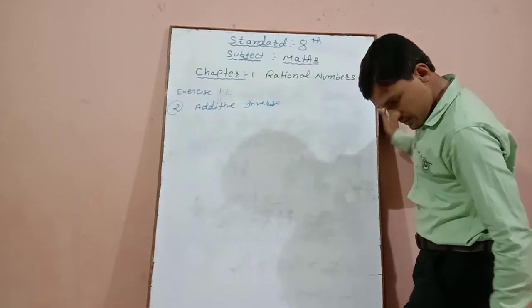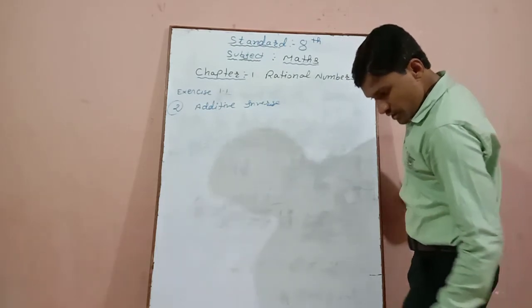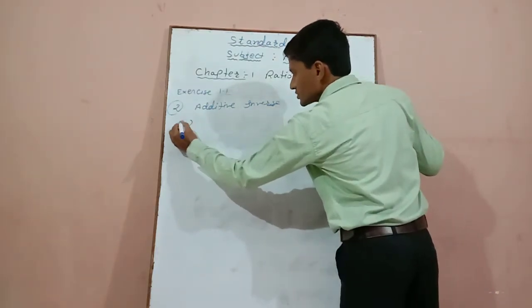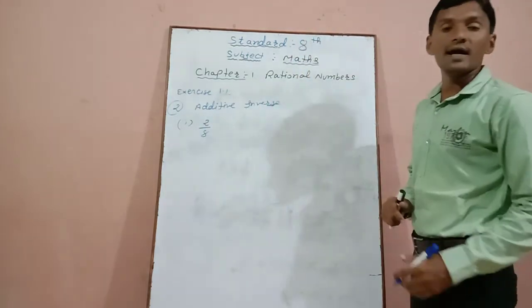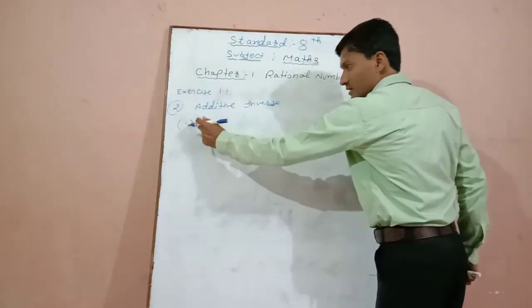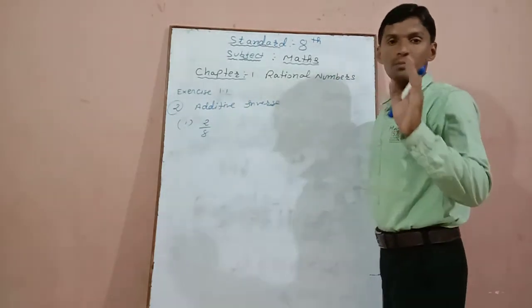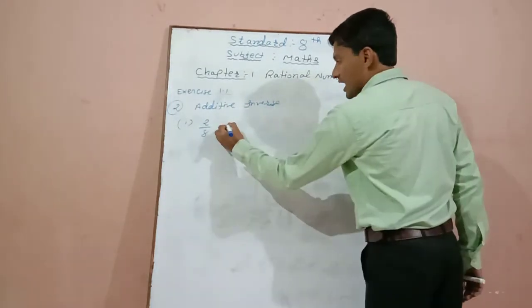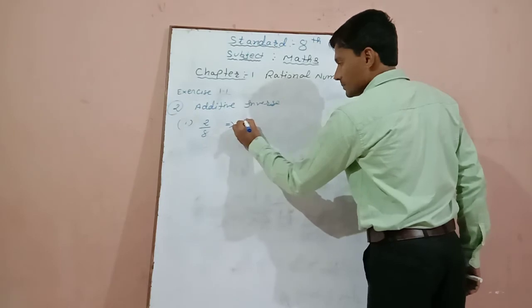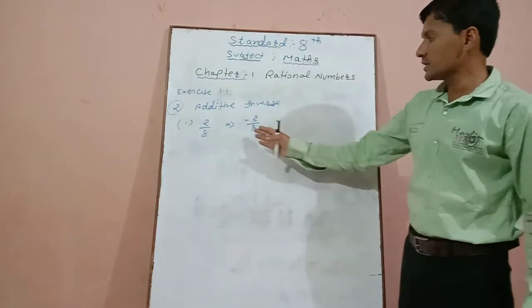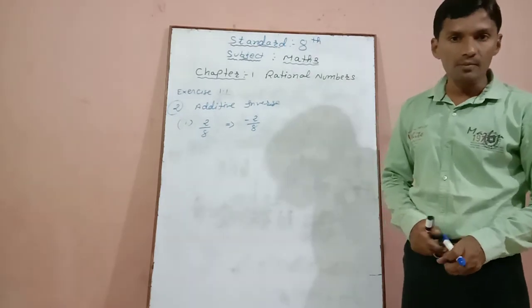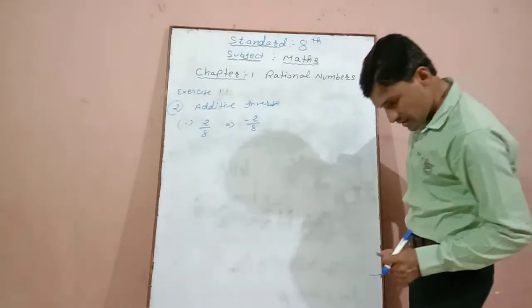First question is 2 divided by 8. What will be the additive inverse? Here it is no sign, that means it is a plus. So by changing, the answer of this will be minus 2 divided by 8. This is the additive inverse of 2 divided by 8. Okay.